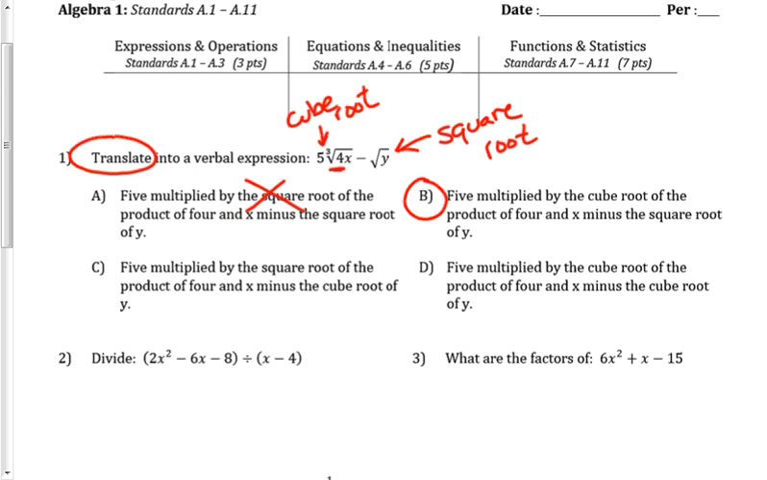C, 5 multiplied by the square root. Well, once again, it's not a square root, it's a cube root. And then D says 5 multiplied by the cube root of the product of 4 and x. That's good. Minus the cube root of y. Well, we've said that's a square root, so that one's not going to be right. So B was the correct answer.